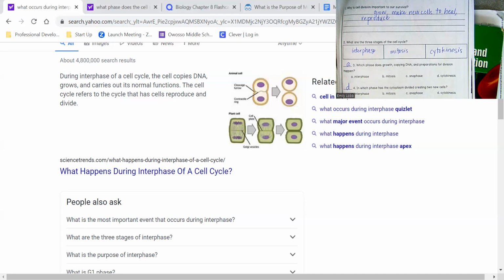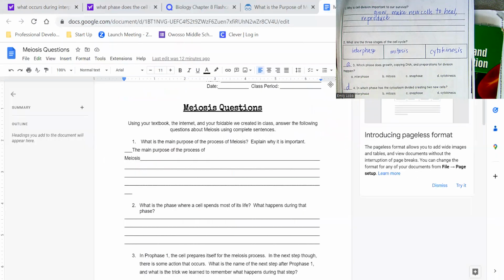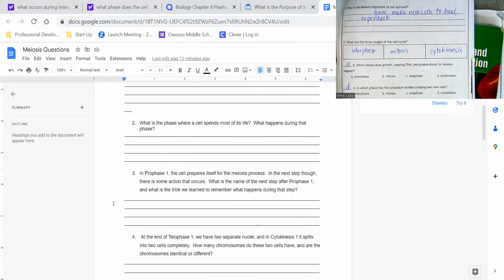Quickly. All right, number 3. We're moving on without you. That's exactly it. In prophase 1, the cell prepares itself for the meiosis process. In the next step, though, there is some action that occurs. So what is the name of the next step after prophase 1?